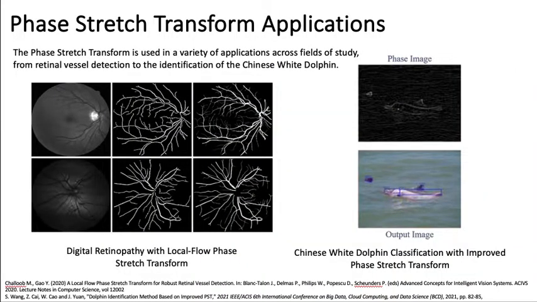So these applications have been seen also in further literature after. So people have used PST for applications like diabetic retinopathy. It's called a local flow phase stretch transform, so it takes into account directionality. And then also object detection in the case of, for example, Chinese white dolphin classification with PST as a pre-processing.